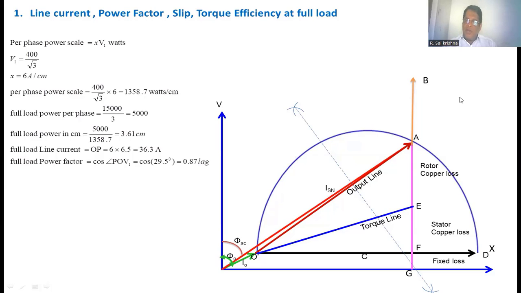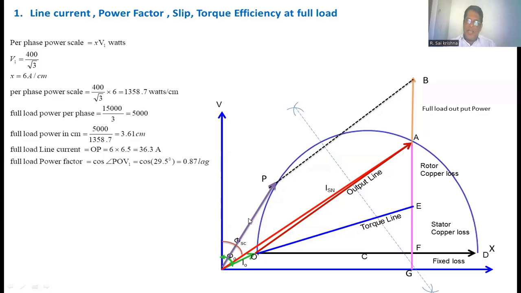Now you draw one line from the tip of B parallel to the output line. That line is the black dotted line. It intersects the circle at this point. Take this point as P. Now you join the points P and O. That is nothing but the full load current taken by the induction motor.